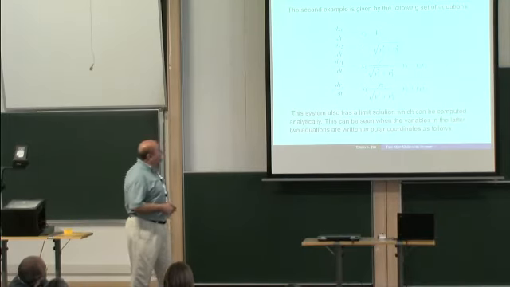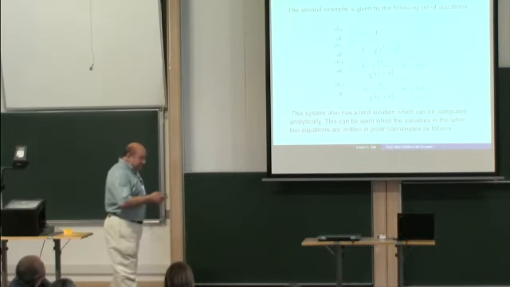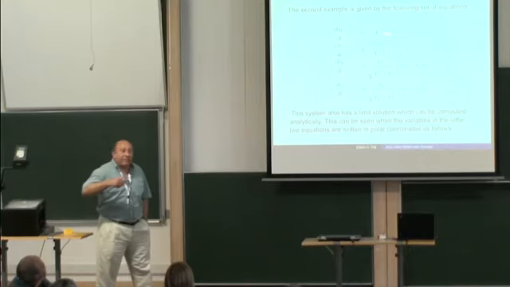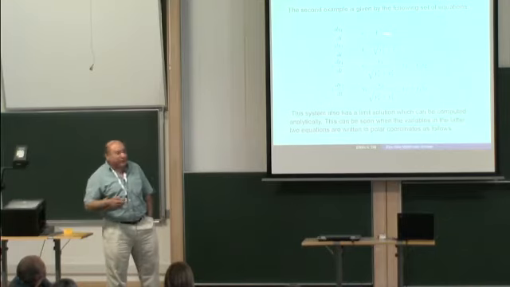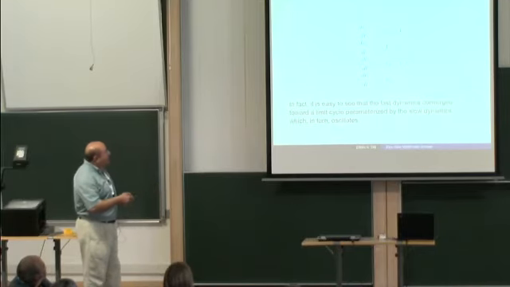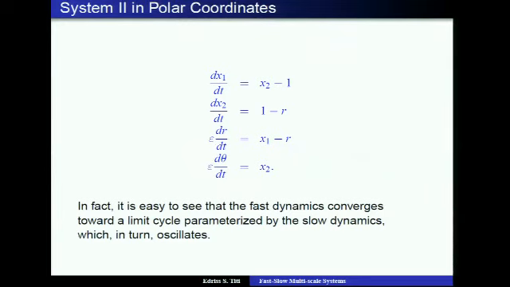We take another example. This example looks complicated. However, you can make a change of variables in order to see things looking nicer. If you change variables into polar coordinates, you can see this is the slow and this is the fast. Again, with separation of variables, you can easily see that the fast dynamics converge to a limit cycle with radius exactly x1 when x1 is positive, and the angle is going very, very fast. So this is clearly describing this particular feature.